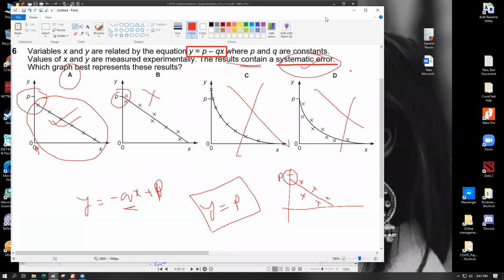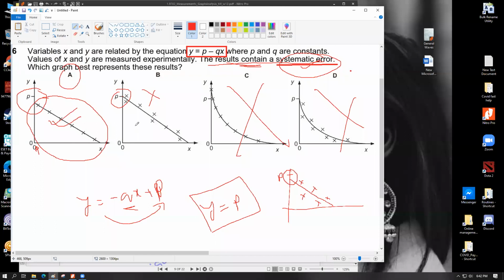Yeah, now A is the acceptable answer because the question already tells us that the results contain a systematic error. So you cannot choose this one because this one is not representing a systematic error. When x equals 0, your y value is supposed to be p. That is perfectly shown over here, which means this setup of equipment does not have a systematic error.